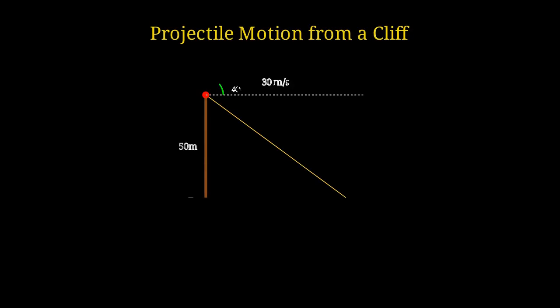Let's solve a projectile motion problem involving a launch from a cliff. A projectile is launched from a 50-meter cliff at 30 meters per second at 40 degrees above horizontal. We need to find where it lands.